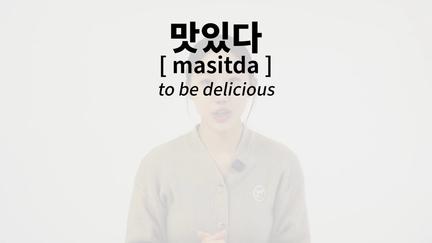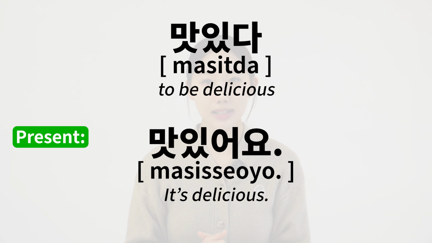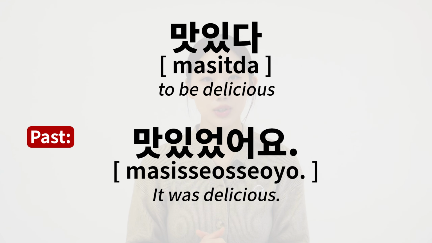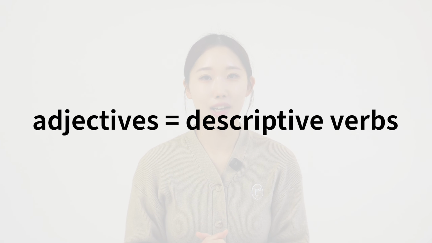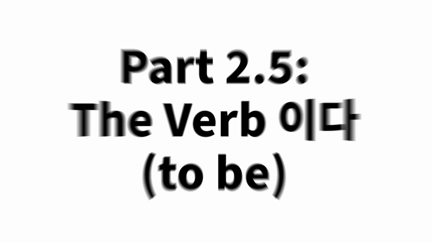Another one, 맛있다, to be delicious. Present 맛있어요 is delicious. Past 맛있었어요, it was delicious. So you can think of adjectives as descriptive verbs.